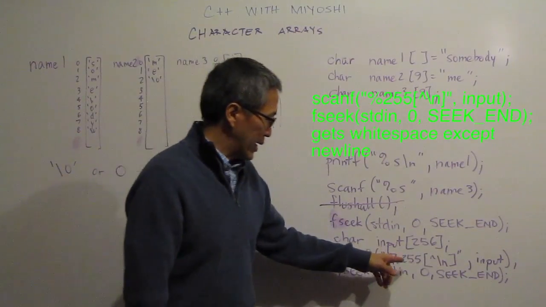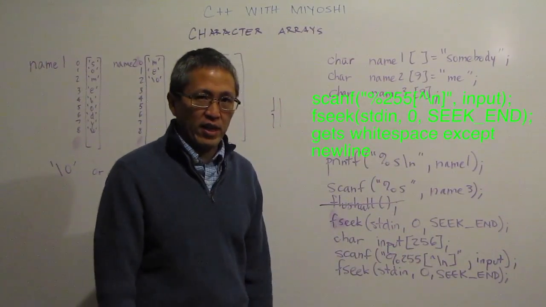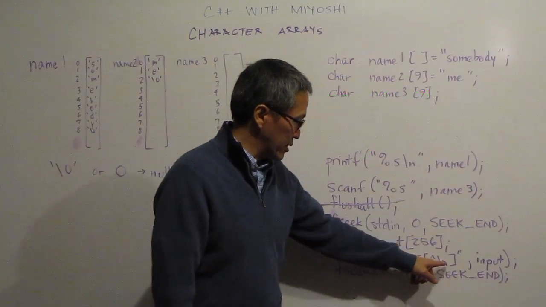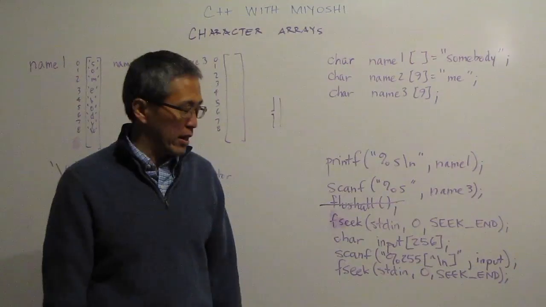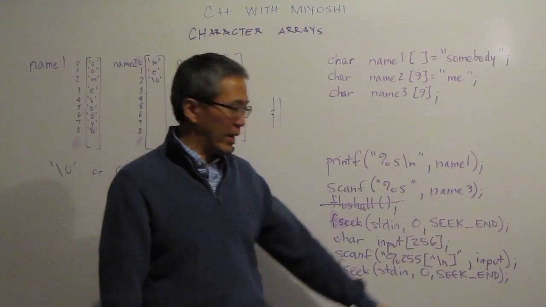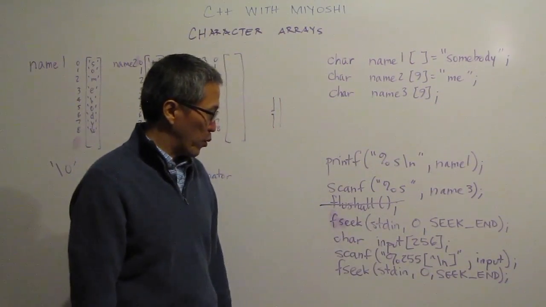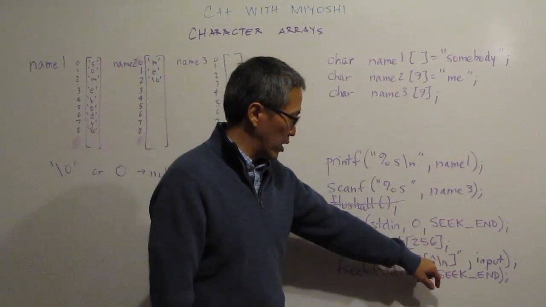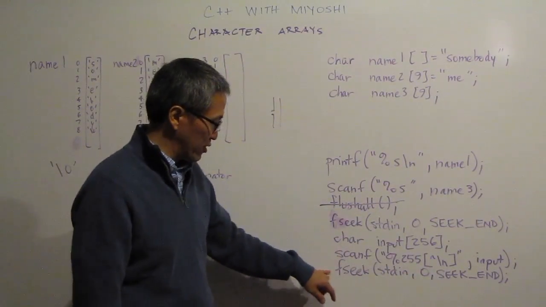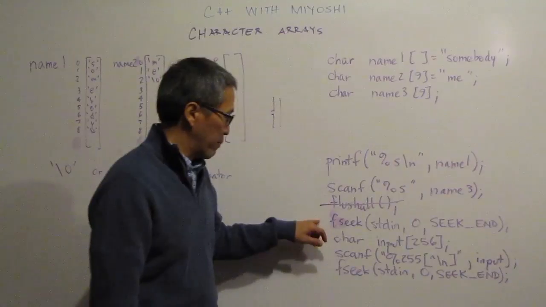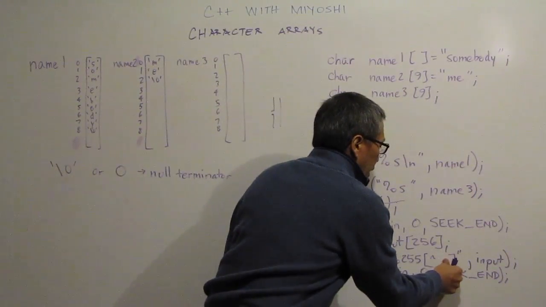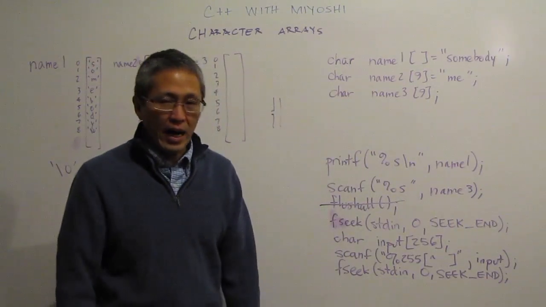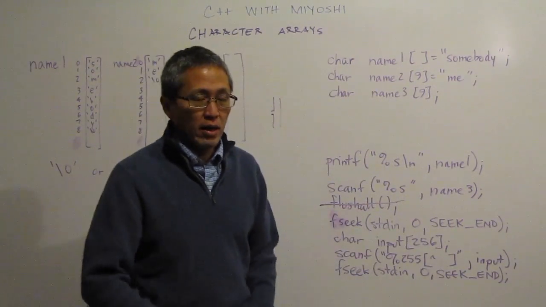What this does is it scans up to 255 characters, or until it gets to this new line. Now, the caret actually means don't get that character, and you could put anything in there, but right now, we're just seeking all the way up until we get there. Then, of course, we have this fseek and this same thing we had up here, and it's going to flush our buffer.